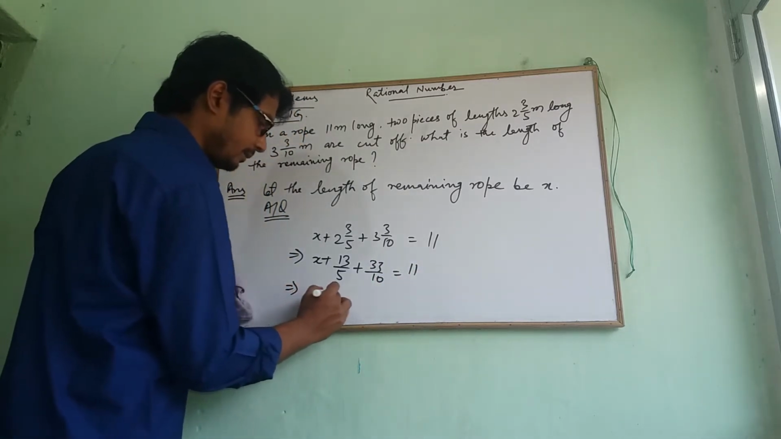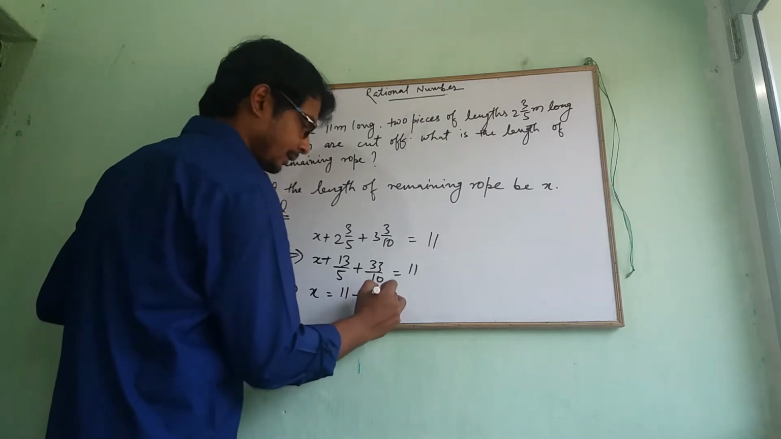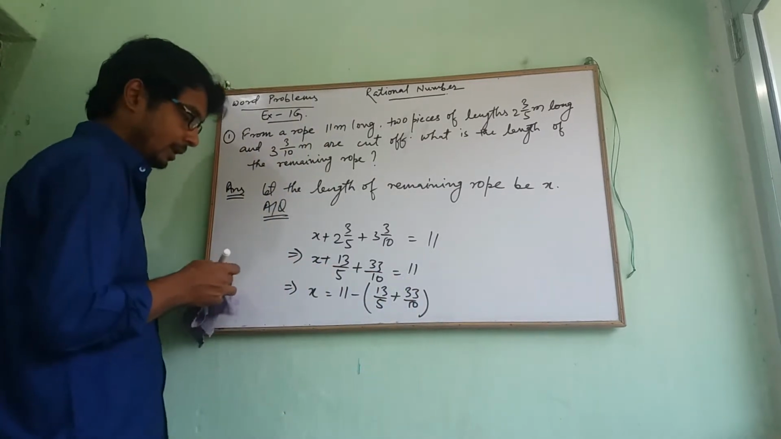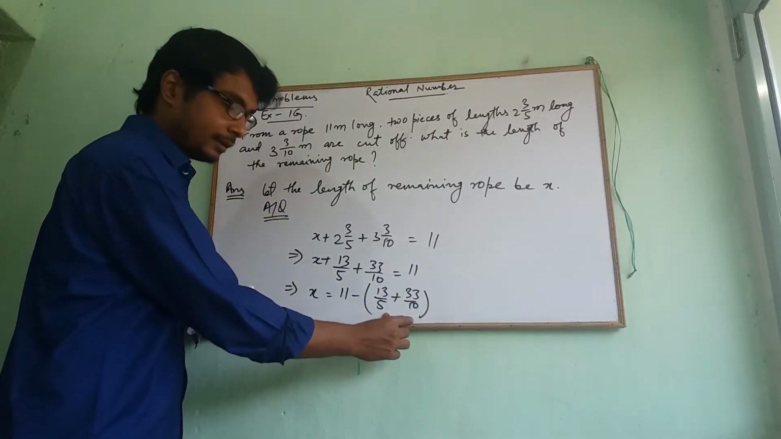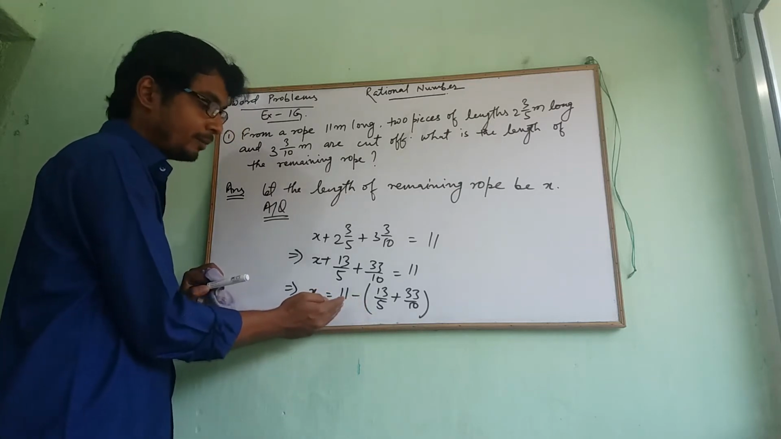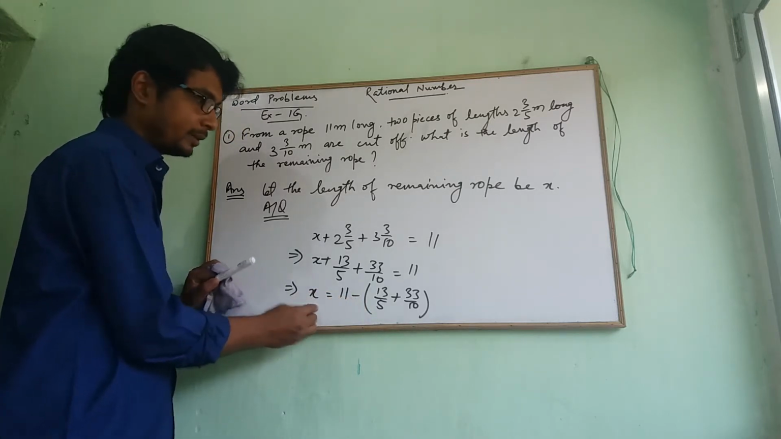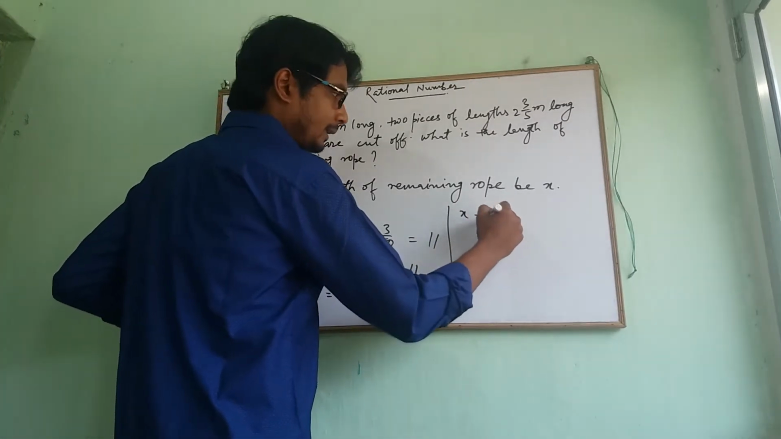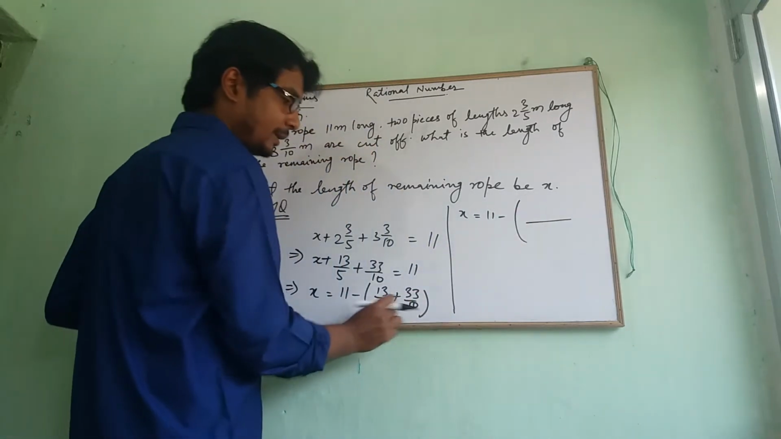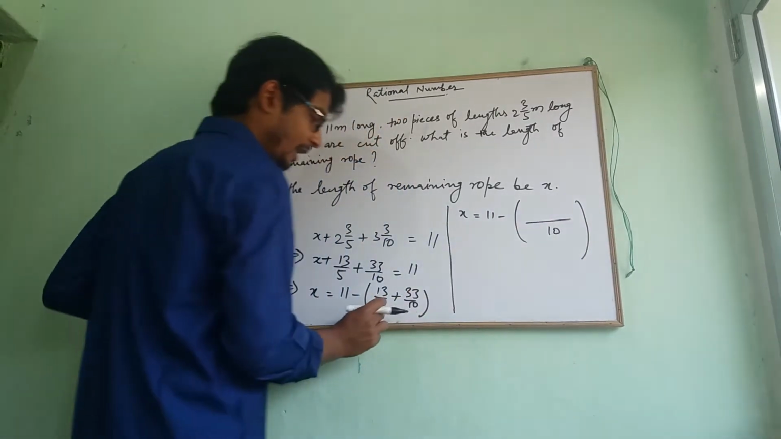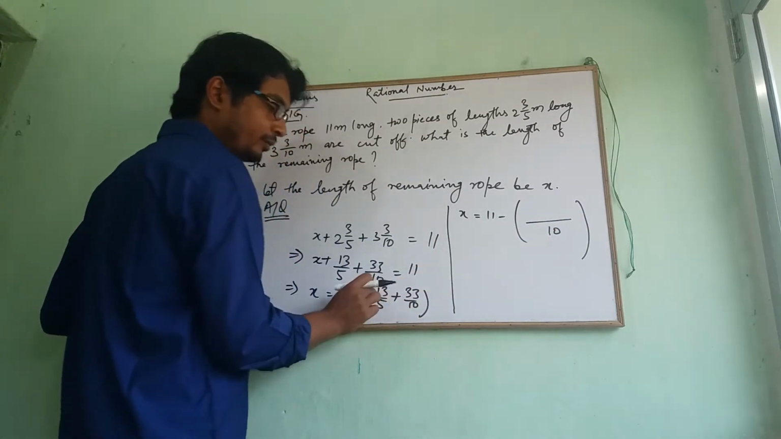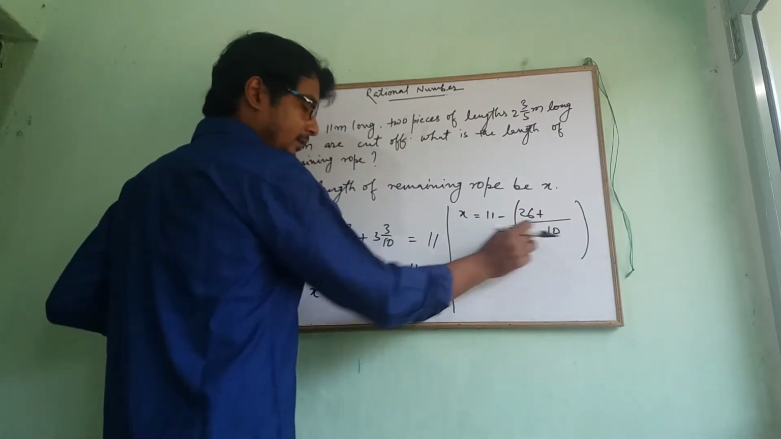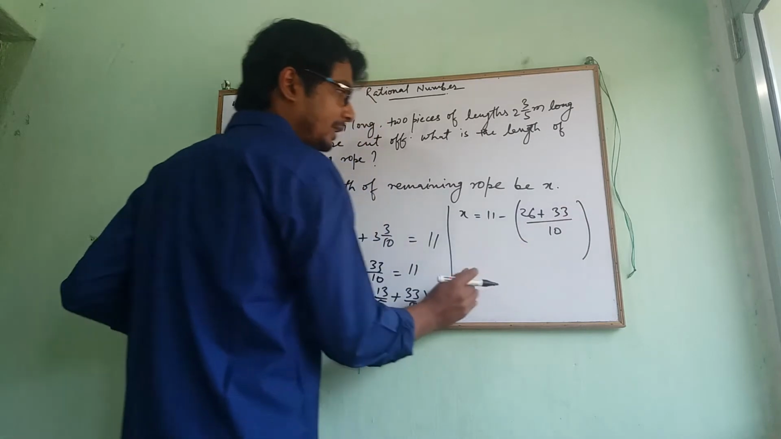Now x will be equal to 11 minus 13 by 5 plus 33 by 10. Now if we add these two lengths of the rope and subtract it from the whole length, then I will get the remaining rope. So let's solve. So x will be equal to 11 minus, I will take the LCM. So LCM of 5 and 10 is 10. So 5 when multiplied with 2 becomes 10. So 2 will be multiplied with 13, so it becomes 26, plus 10 1 ja 10, so 1 will be multiplied with 33. So 1 into 33 becomes 33.